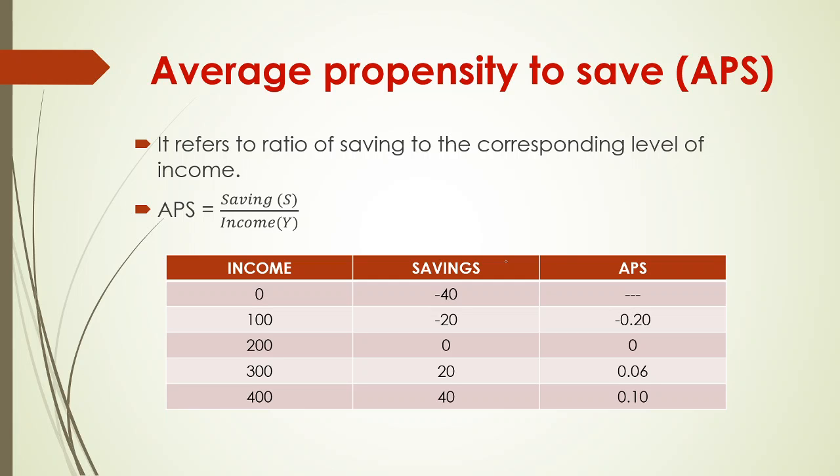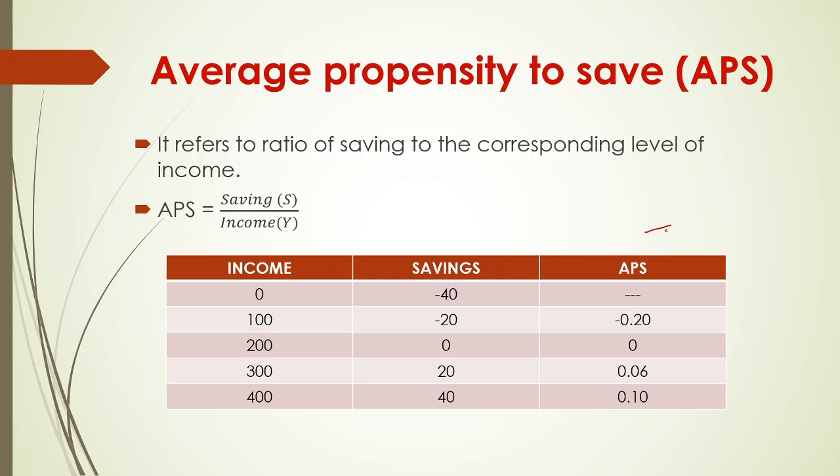In the first column we have written income, in the second column we have written savings, and with the help of income, that is Y, and saving S, we can get APS. So income: 0, 100, 200, 300, and then 400. Savings: minus 40, minus 20, 0, 20, 40. Now, how will we obtain APS?